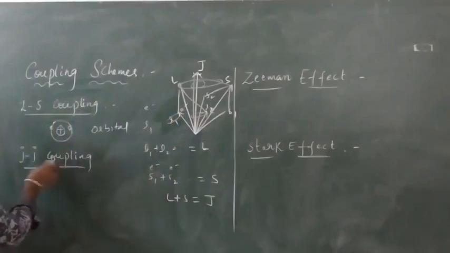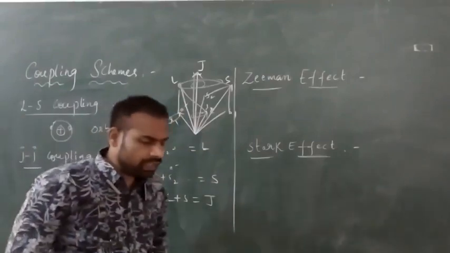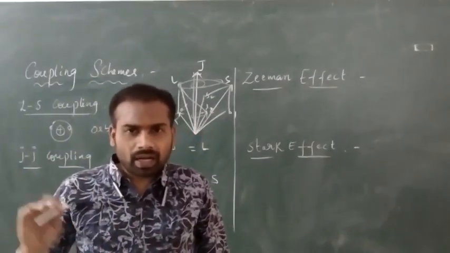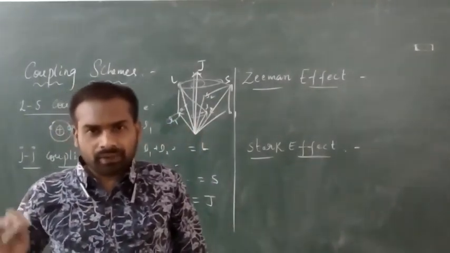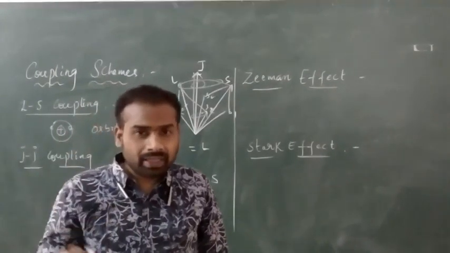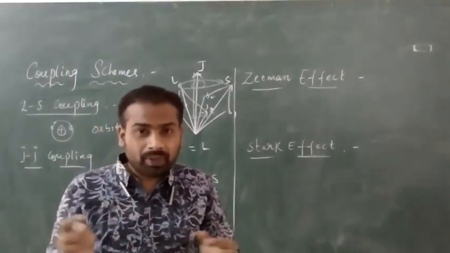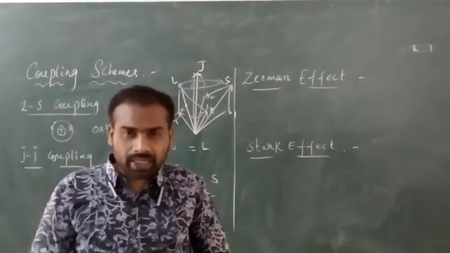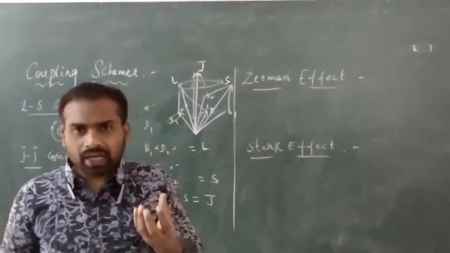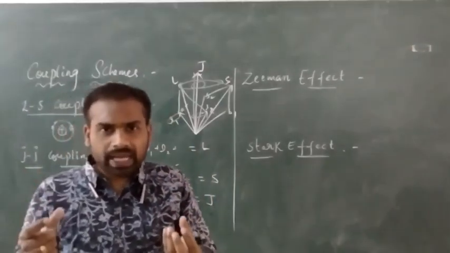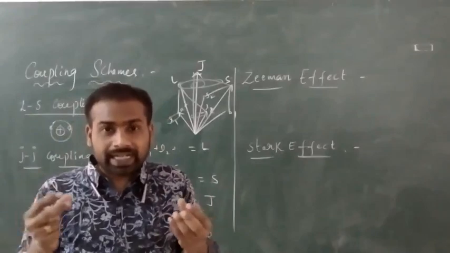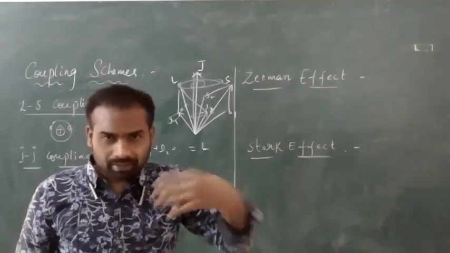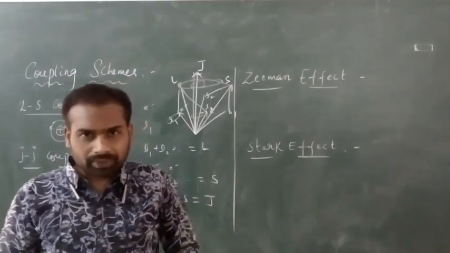What about the JJ coupling? In JJ coupling, the interaction between the orbital angular momenta or between the spin angular momenta is very small. The interaction between orbital angular momentum and spin momentum is very large. Then the JJ coupling will occur. The interaction between the orbital and spin angular momenta is greater than the interaction between the individual orbital angular momenta.